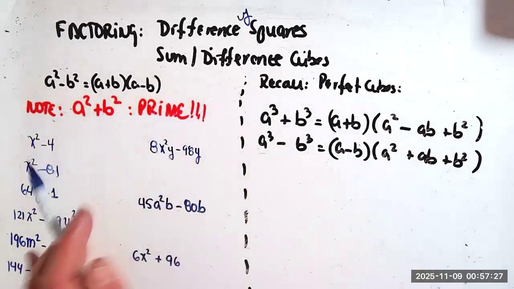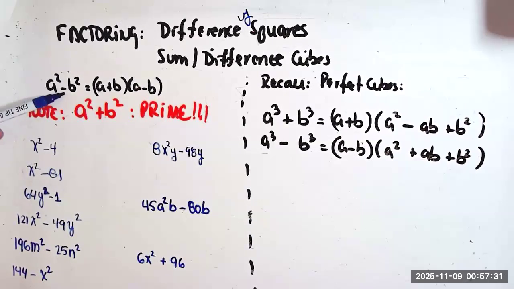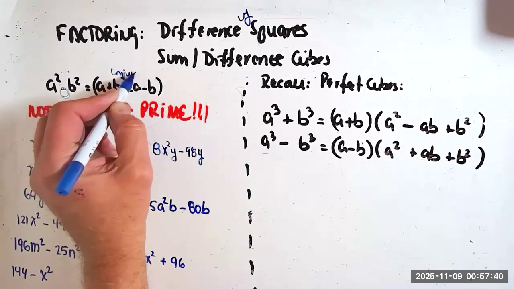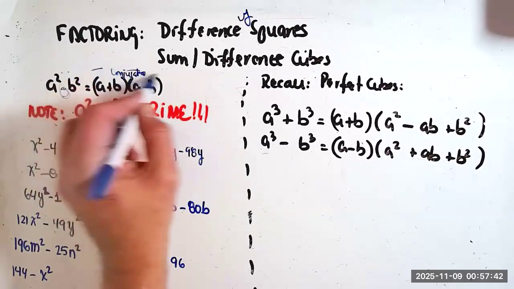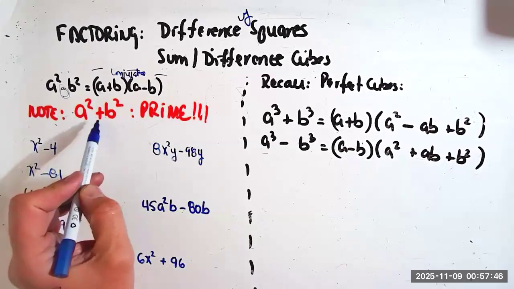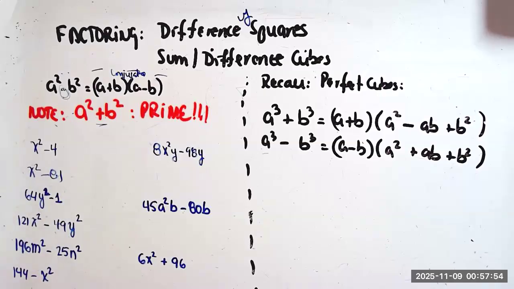We already went over the perfect square numbers. A squared minus b squared, the difference is minus, will be a plus b times a minus b. If you recall, these are conjugates, the multiplication of conjugates. Now, a squared plus b squared, those are primes. We cannot factor those. So these are very straightforward.